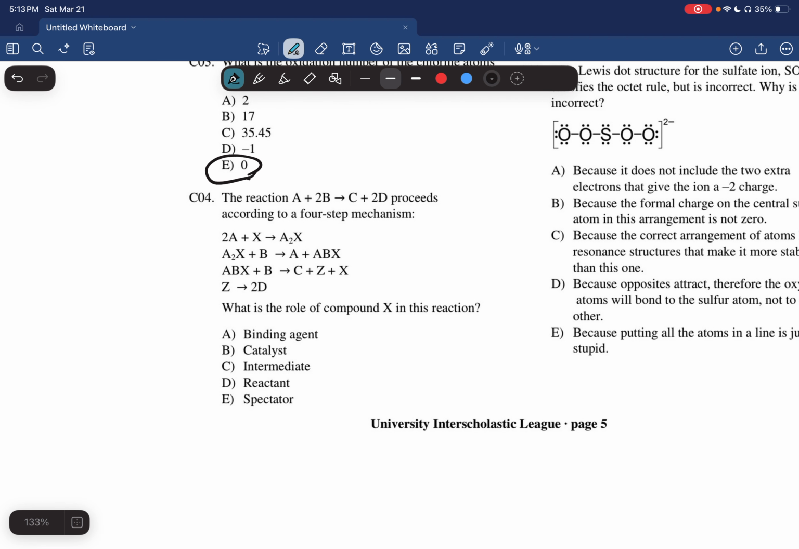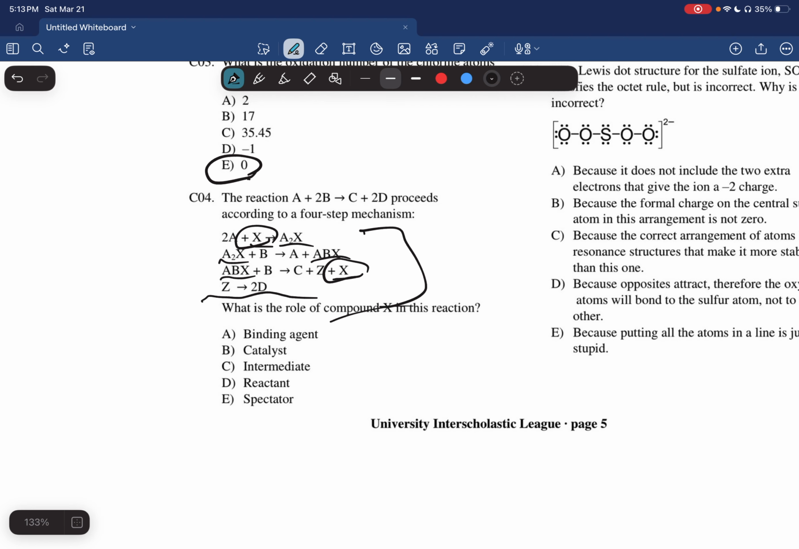So question 4 says the reaction A plus 2B yields C plus 2D proceeds according to this four-step mechanism. What is the role of compound X in this reaction? So let's see what compound X does. It starts in our reactants at the very start and it gets used up, and then it continues to be used up, and then it goes back to where it started. It's regenerated in the end, and then it's not in our final products.